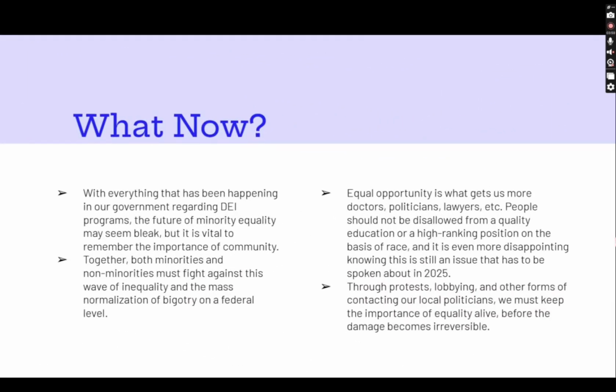In this current era of America, minorities are more at risk than ever, both due to a sharp incline in bigotry and the mass rollbacks of DEI programs and initiatives. While the future may seem bleak with everything that has been going on, it is important to stay hopeful and unified now more than ever. It is imperative to remember the importance of community, as even if you aren't a minority, any amount of support during these times means something.